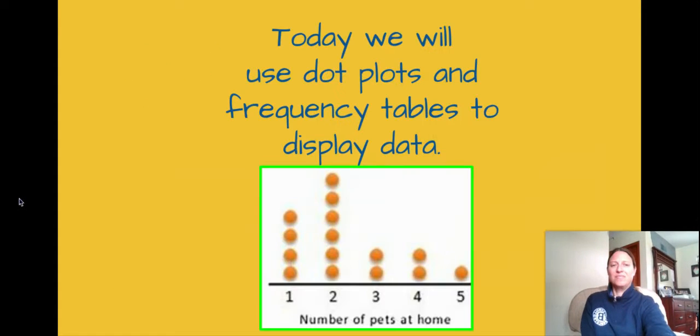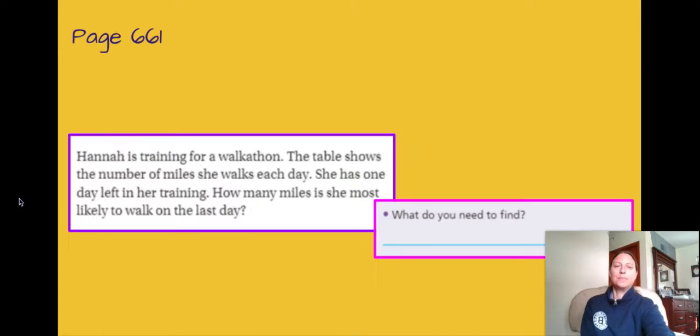Moving on to today's topic, we will use dot plots and frequency tables to show data. And here's an example on the chart. Page 661, the problem says, Hannah is training for a walkathon. The table shows the number of miles she's walked each day. She has 1 day left in her training. How many miles is she most likely to walk on the last day? So you need to find the number that occurs most often, and that will be your answer.